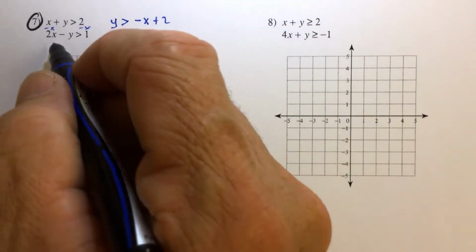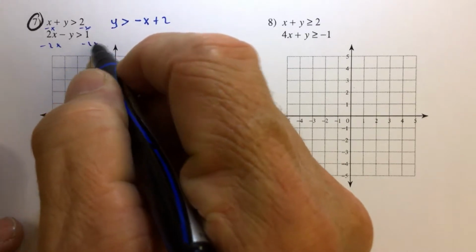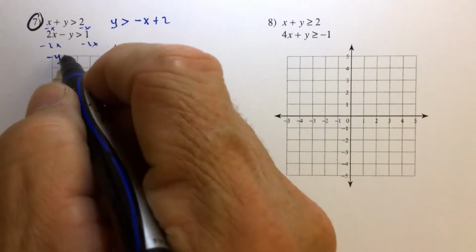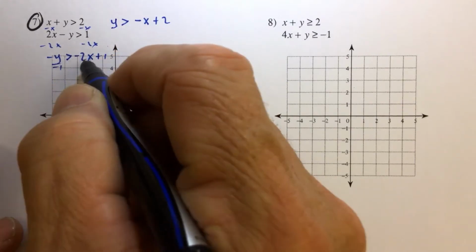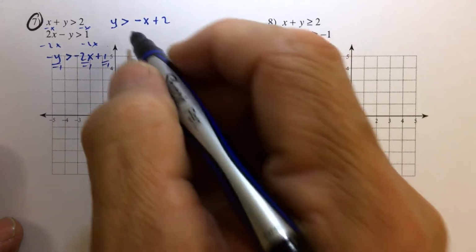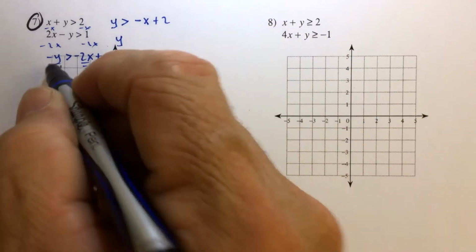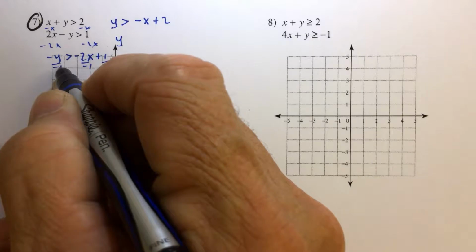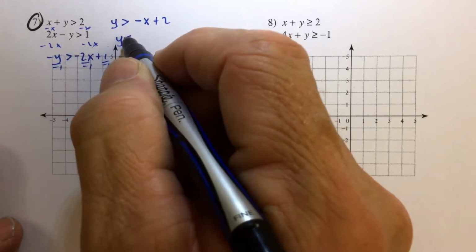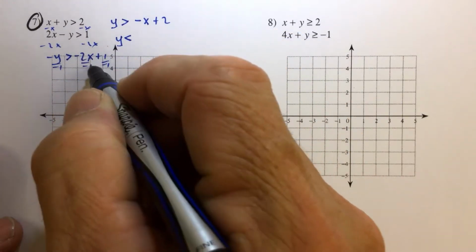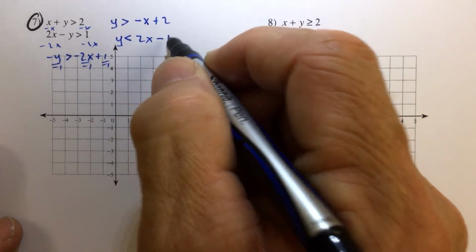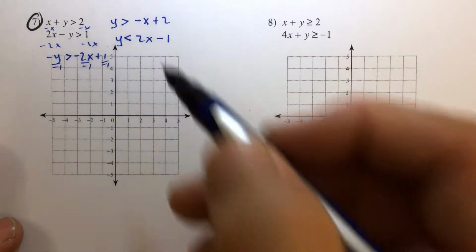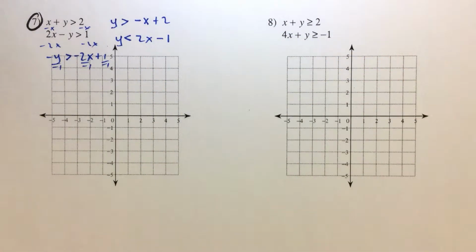And solving for y here, I'm going to go ahead and subtract 2x from both sides, and I'm going to get negative y is greater than negative 2x plus 1. But I need to make sure I divide everything by negative 1, which is going to give me a y on the left. And don't forget, whenever you divide both sides by a negative 1, you've got to flip the direction of the inequality symbol. And I get negative 2 over negative 1 is 2x, and then positive 1 over negative 1 is minus 1. This is much easier to know what side of the lines to shade, so that's why we did that.